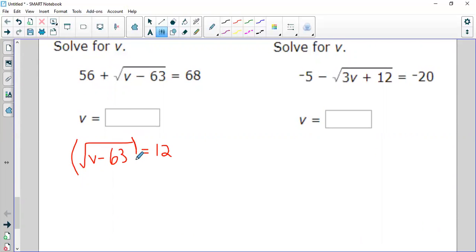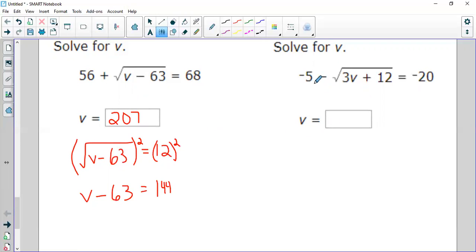I'm ready to square both sides to eliminate that radical. Square, square. So v minus 63 is equal to 12 squared, which is 144. And now I've got myself a one-step equation. Just add 63 to both sides. 144 plus 63, v is equal to 207.